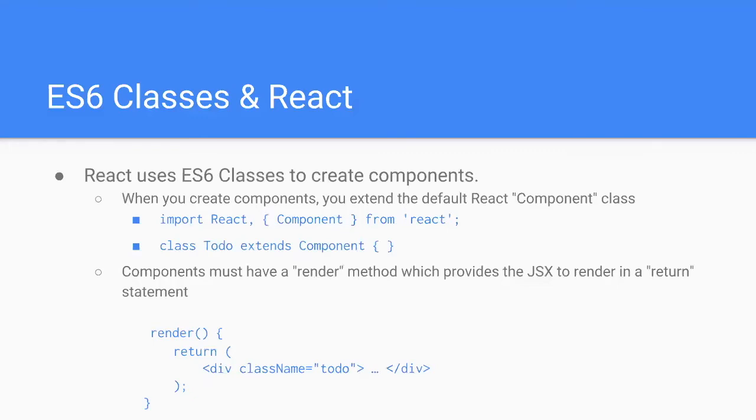And then we can create a new class. class Todo extends Component. So by extending the default React component, we're creating a new component called Todo. And it has attached to it all of the methods and properties that come along with a React component. So really nice the way that it works. Components must have a render method. Again, we'll talk a little more in depth about these. But this render method on the class provides the JSX to render inside of a return statement. So that's just where we provide the actual HTML that we're going to render for the component.